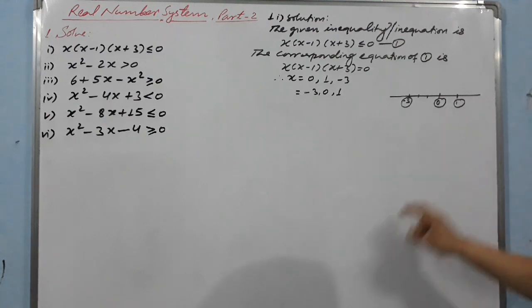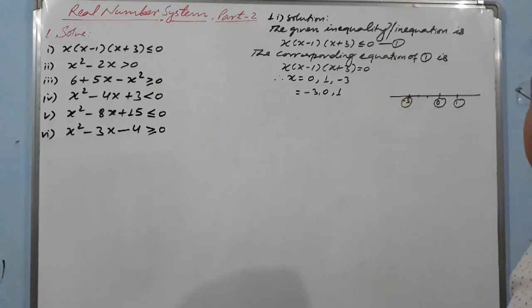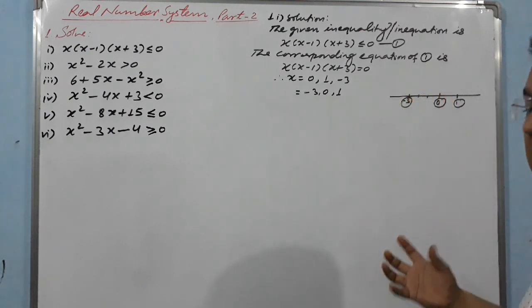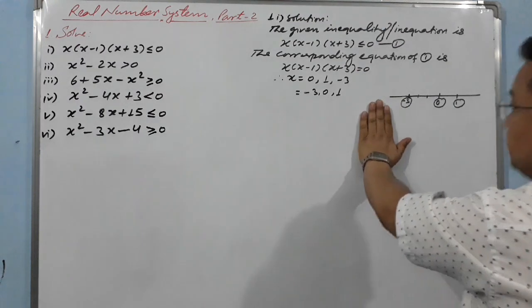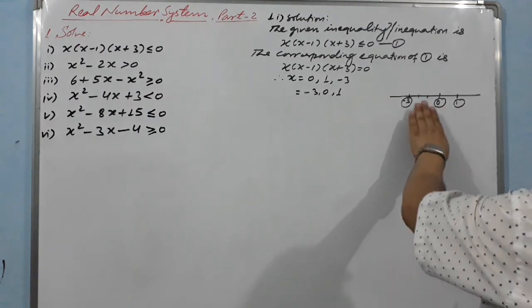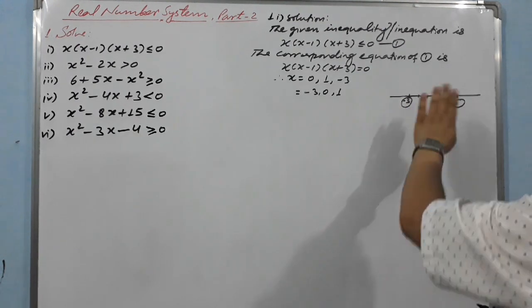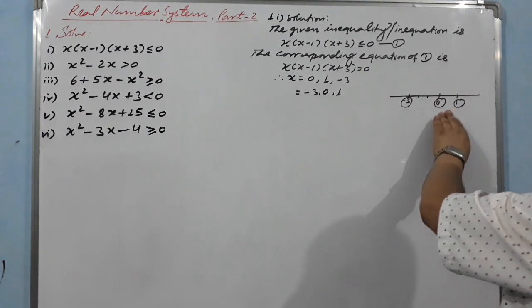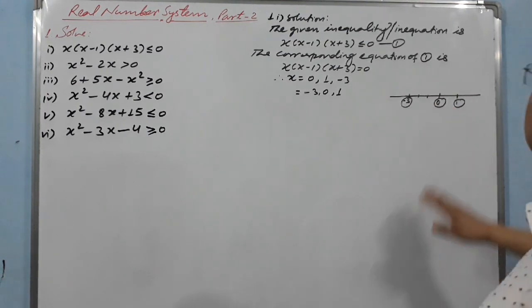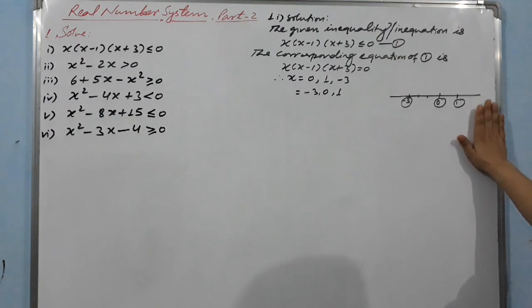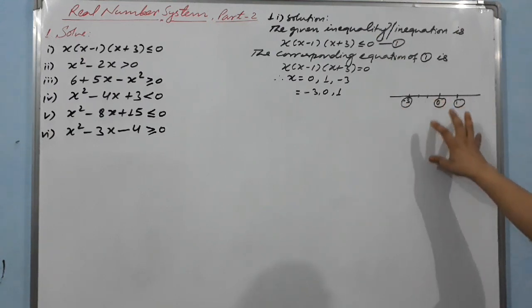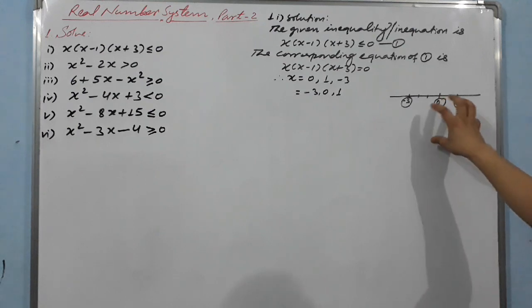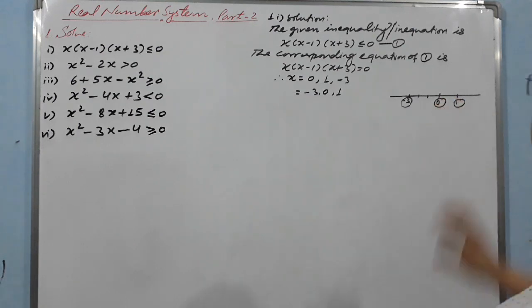These points divide the whole real number line into parts. One is the left of minus 3, another is between minus 3 and 0, the next is between 0 and 1, and the fourth is right of 1. In 4 parts they divide the whole line.